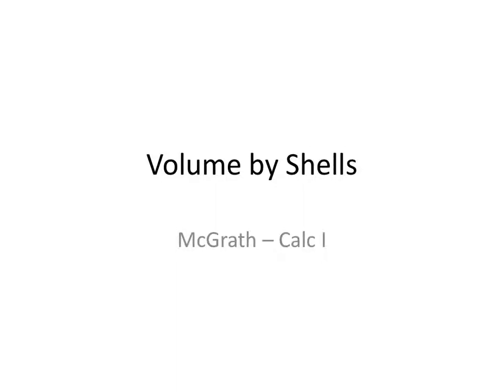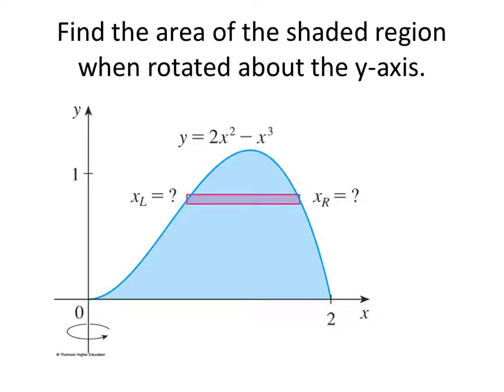In this video, we're going to talk about how to determine the volume using the shell method. We know how to find the volume when we're using the disk or washer method, but what happens when we don't know the bounds of that radius? So in this picture, I have y equals 2x squared minus x cubed as my function, and I'm trying to find the volume when I rotate around the y-axis.